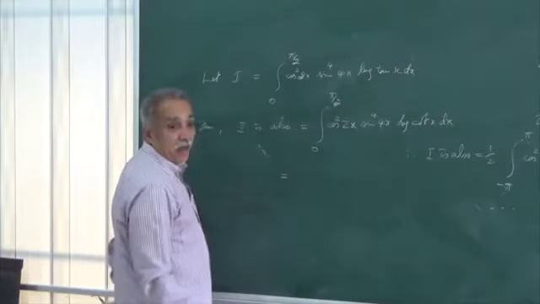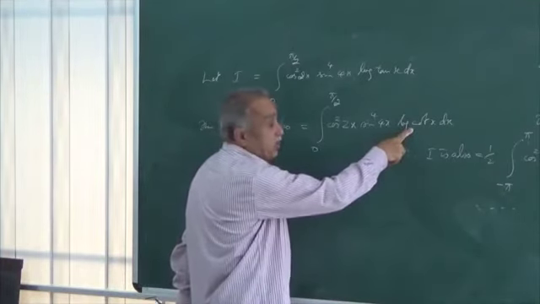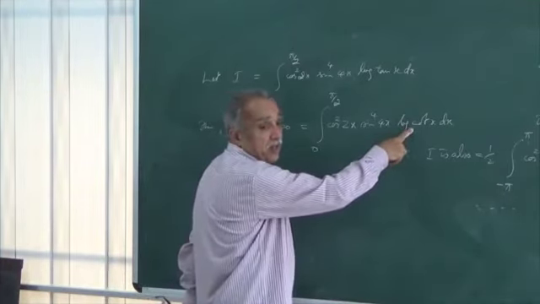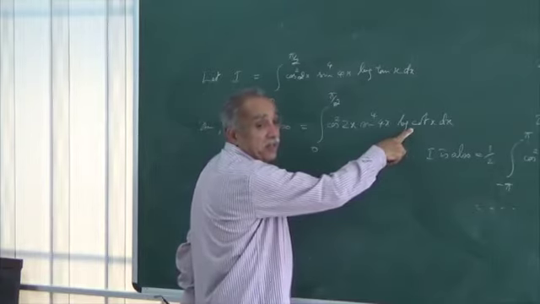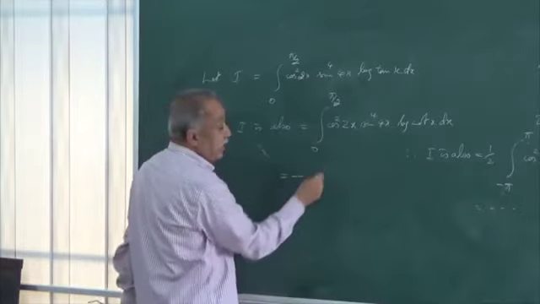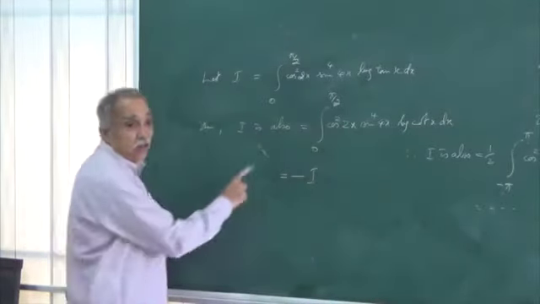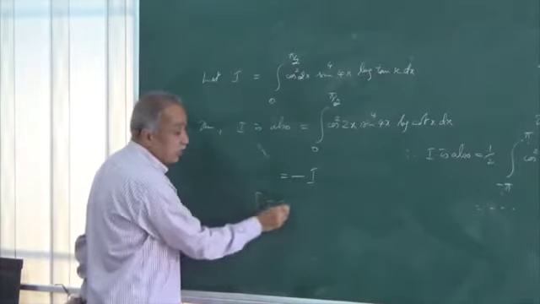Now immediately we observe this log cot x is expressible as log of tan x power minus 1. It's simply minus log tan x. Therefore, what we have obtained here is minus I. I is equal to minus I means I is equal to 0.